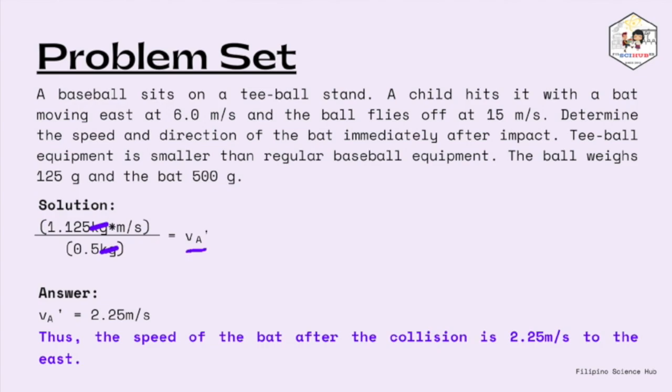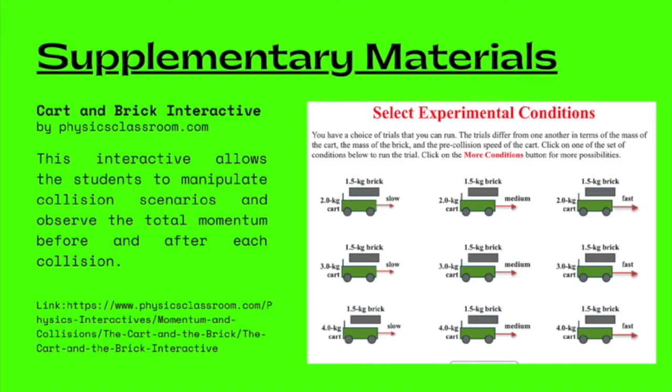Now, let's head on to our supplementary materials. We have here a cart and brick interactive by the physicsclassroom.com. You have different scenarios of a brick falling down a cart of varying mass and velocity, and the students will be allowed to manipulate these collision scenarios and observe the total momentum before and after each collision. You'll see that in different scenarios, the total momentum before and after should be equal.